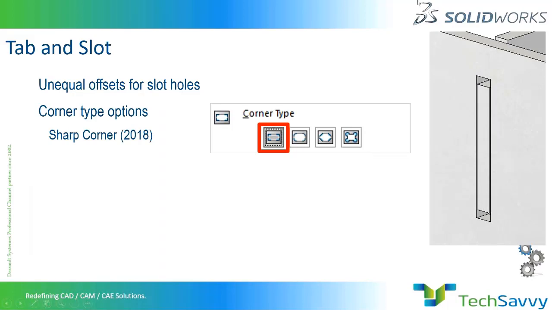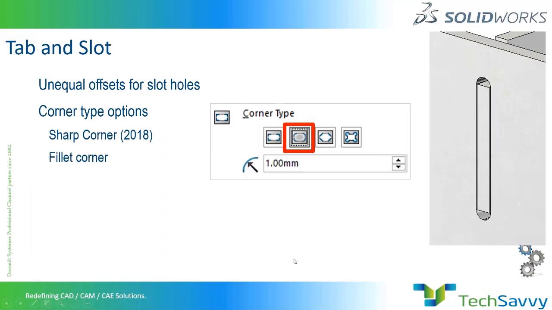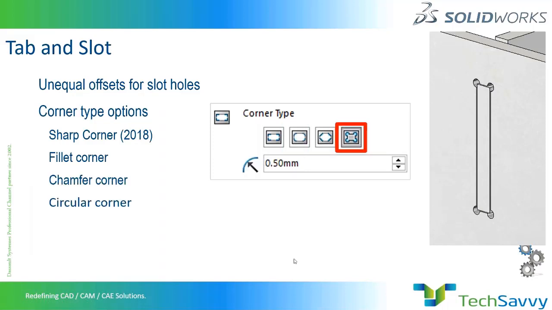Till 2018, I only had a sharp corner. Now in 2019, I have a fillet corner, a chamfered corner, or a circular corner. So this will help me or my machine to understand the component and create the profile accordingly.